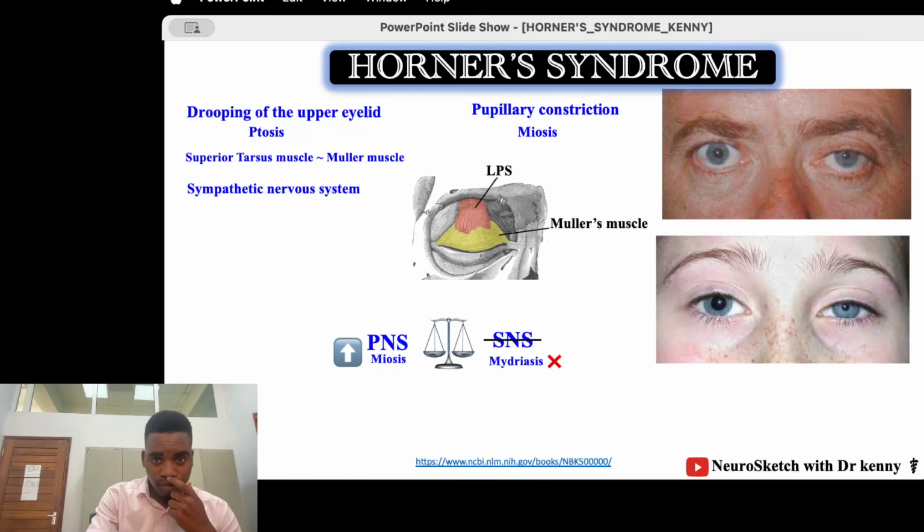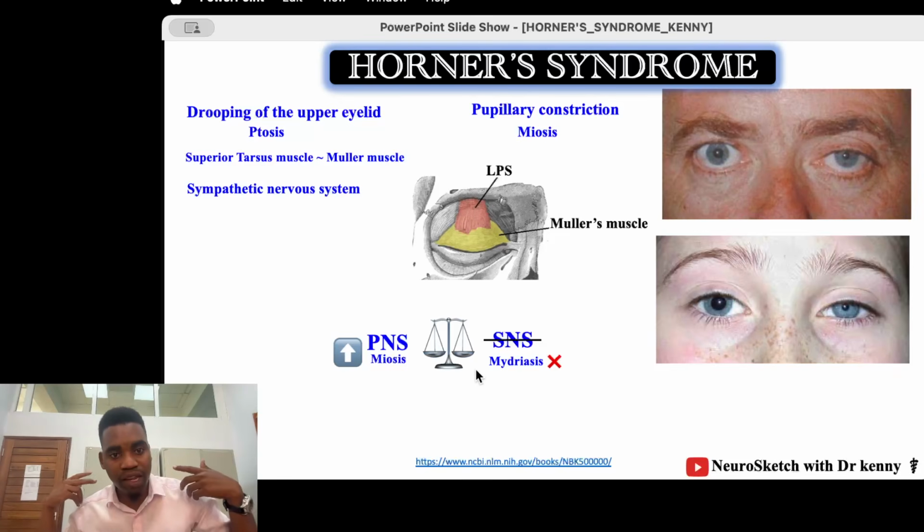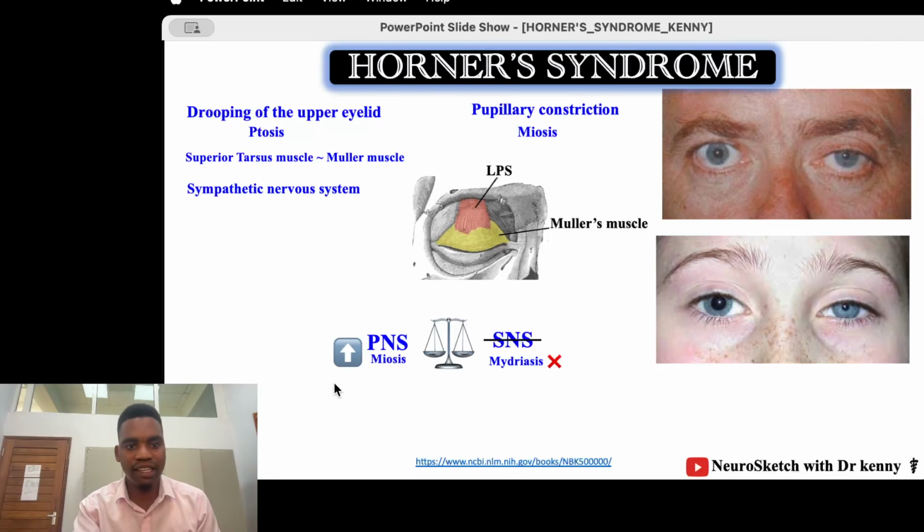So back to these two cases. We have seen that we have meiosis, a constricted pupil, and we have a differential. At the back of our mind, we know it could be something to do with increased parasympathetic nervous system, or decreased sympathetic nervous system. And again, we have dropping of the upper lid, which also raises the suspicion.